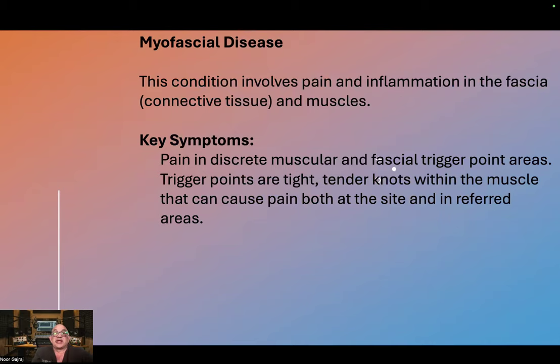Myofascial disease. This condition involves pain and inflammation in the fascia, which is the connective tissue, and muscles. Key symptoms: pain in discrete muscular and fascial trigger point areas. Trigger points are tight tender knots within the muscle that can cause pain both at the site and in referred areas.